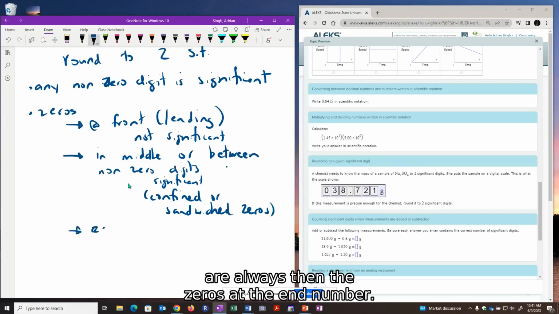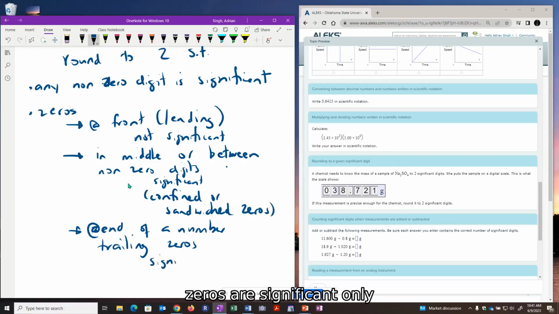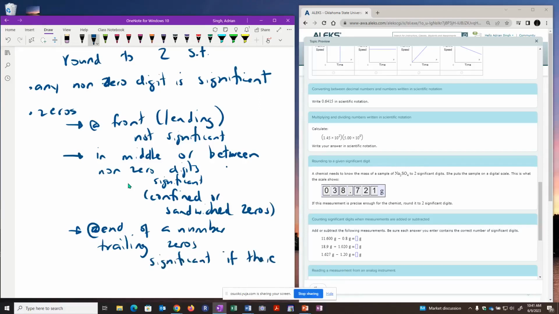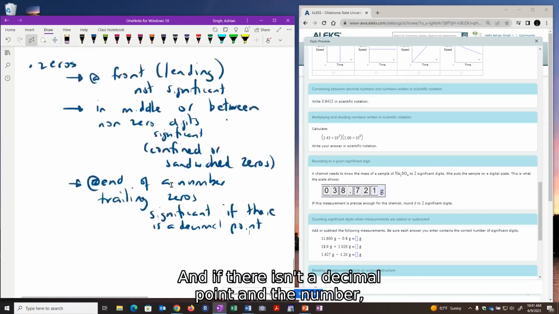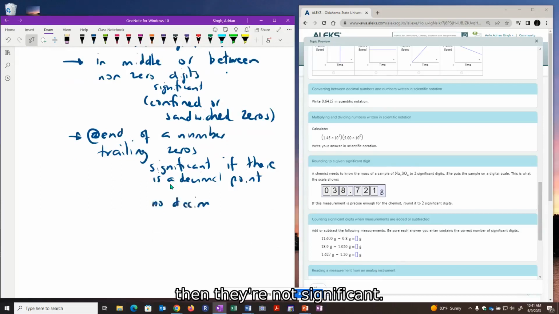And then the zeros at the end of a number are called trailing zeros. These are significant only if there's a decimal point in the number. And if there isn't a decimal point in the number, then they're not significant.